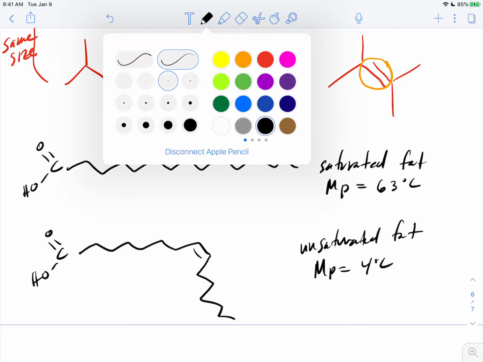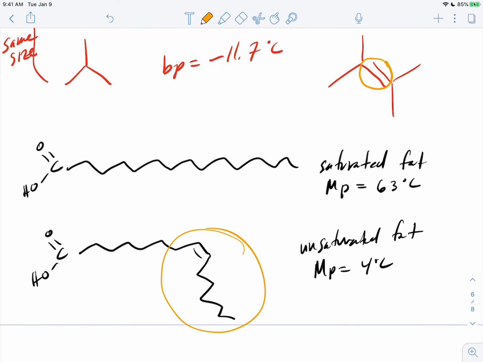But this kink here, so what's happening is this kink caused by the double bond reduces the number of LDFs based on the shape of the molecule and how they can stack and overlap. So this is a very nice way to show how both size and shape play a role in London dispersion forces, though these are not the greatest by magnitude per interaction.